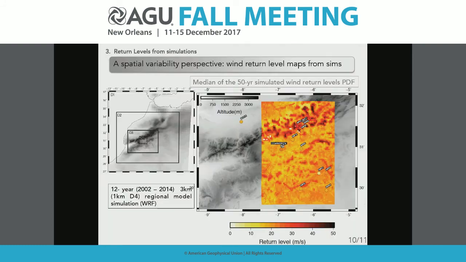So what we do then is to simulate just 12 years, the same length as the observations, at a high resolution, let's say 3 kilometers in the region. These would be the domains that the simulation considers. And then we validate, of course, the simulation. We see that it reproduces well the variability of the wind in the region.